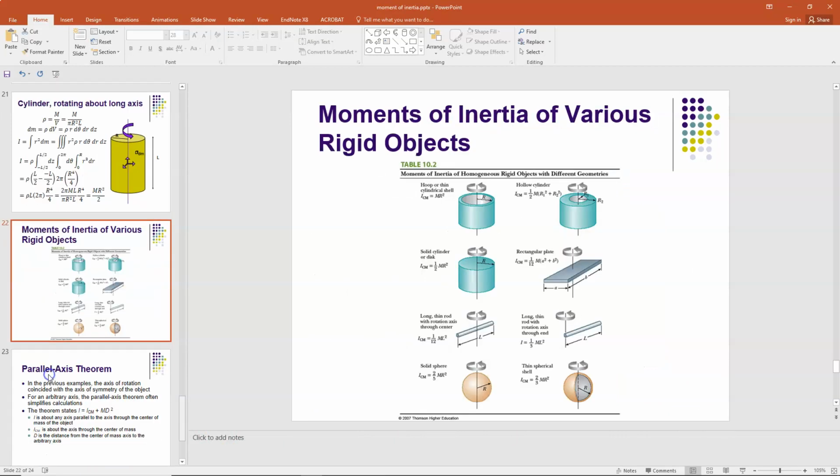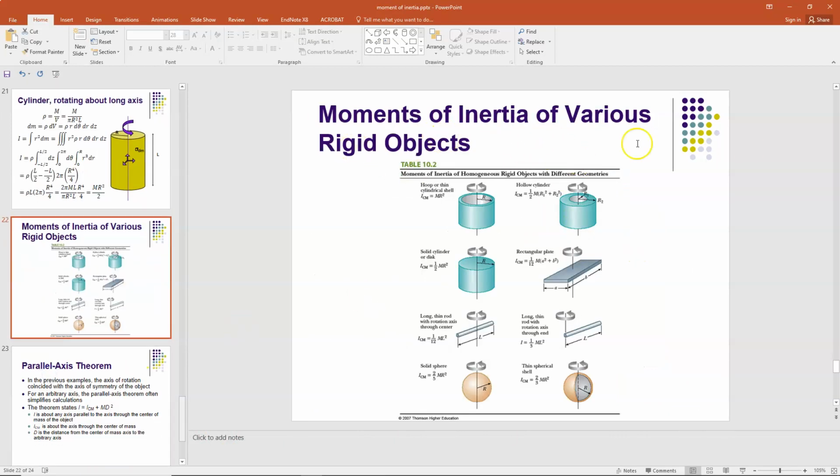Now, here are some moments of inertia for some common rigid objects. There's the hoop, the hollow cylinder, and the solid cylinder, we already did those. The rod, we did that. Here's the sphere, which we haven't done yet, but we'll cover in a separate lecture. And then here's the long, thin rod that we covered in the last lecture with a moment about the center of mass of 1/12 m L squared.